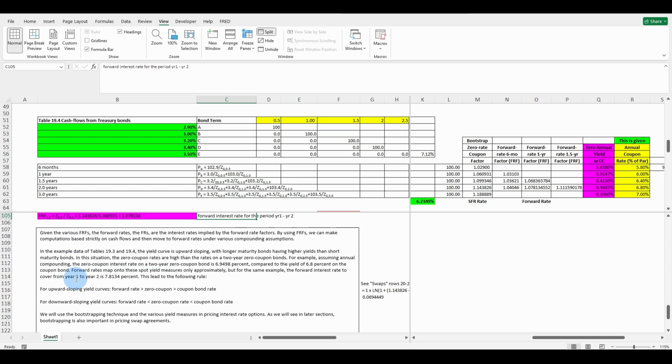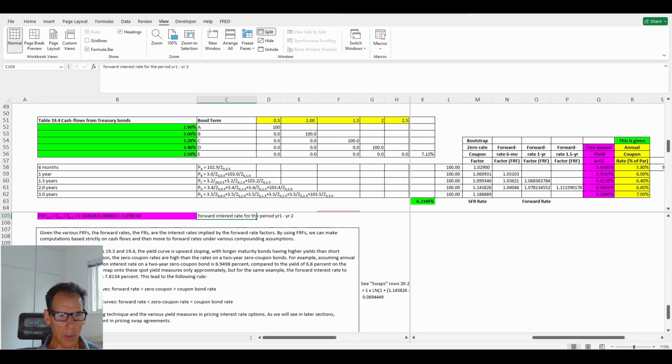In the example data on tables 19.3 and 19.4, the yield curve is upward sloping, with longer maturity bonds having higher yields than short maturity bonds. In this situation, the zero coupon rates are lower than the rates on the coupon bonds. For example, assuming annual compounding, the zero coupon interest rate on a 2-year zero coupon bond is 6.4948 right here, compared to the yield of 6.8 on the coupon bond right here.